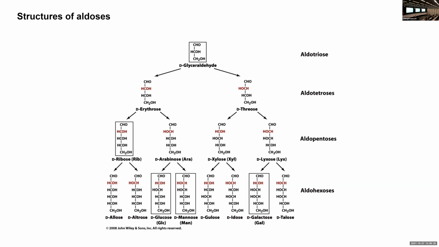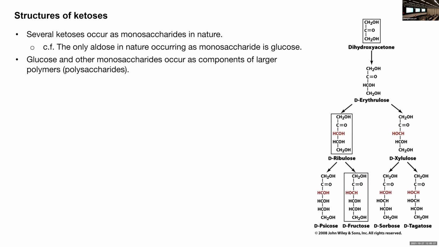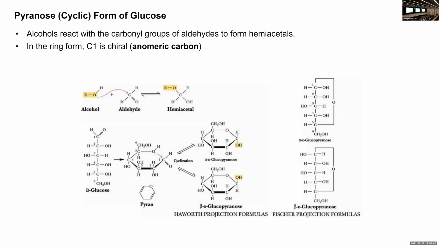We covered the structures of aldoses as well as ketoses here. Again, memorizing the structure is important. The more important thing is that you can relate one molecule to the other in terms of their structures, like epimers or enantiomers and things like that.